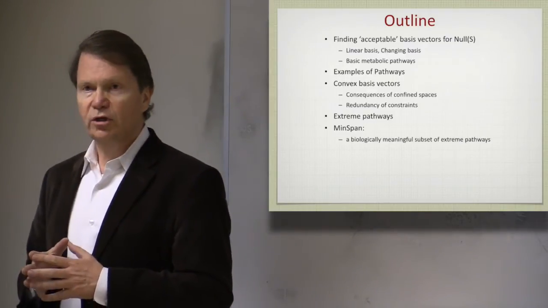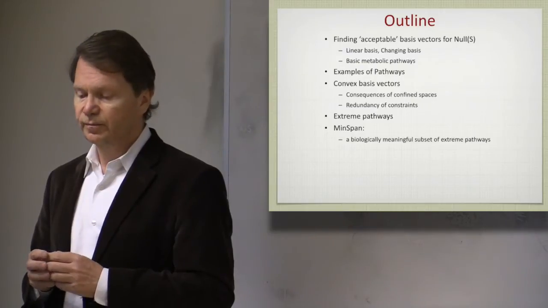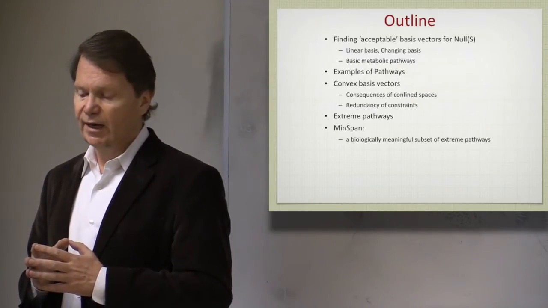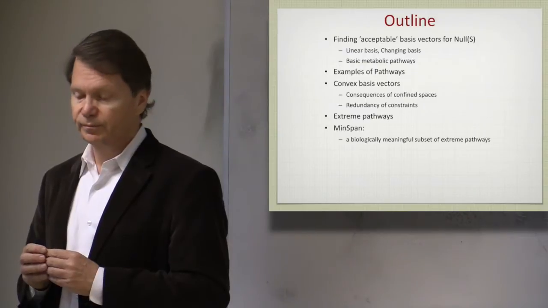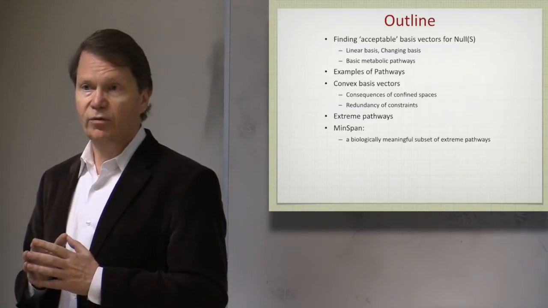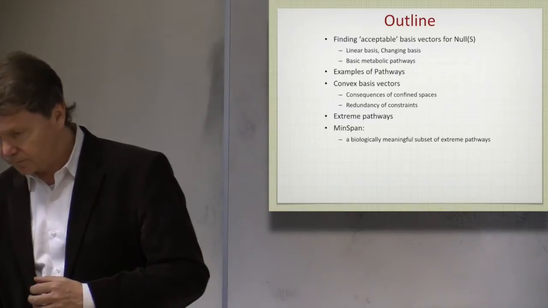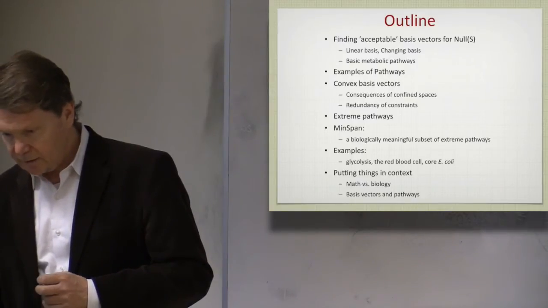And it turns out that they are numerous. They are too many to be of interest. But there's a subset of them we can calculate, which is called the MinSpan. And this leads us to a biologically meaningful subset of extreme pathways that we can use to interpret biological data types. And these are my examples.